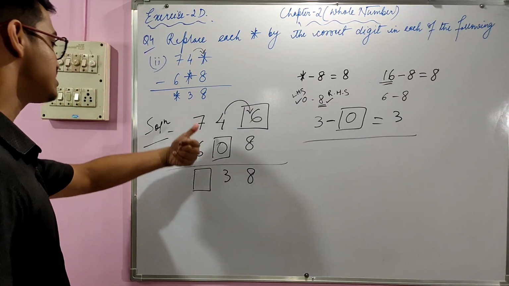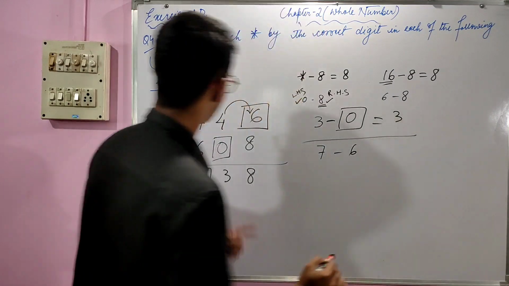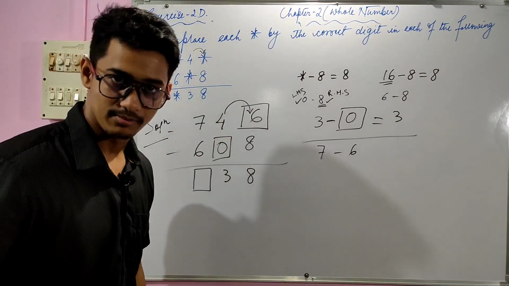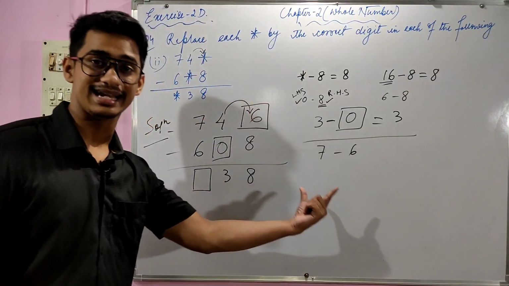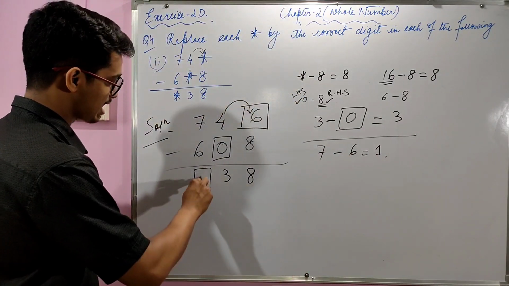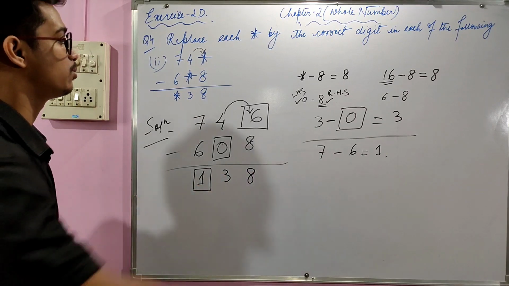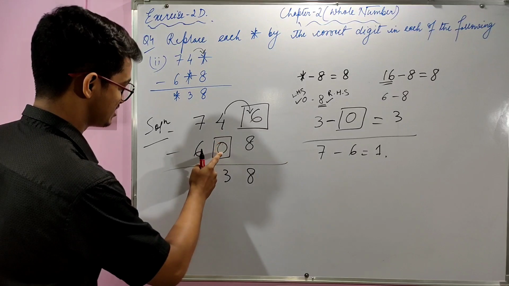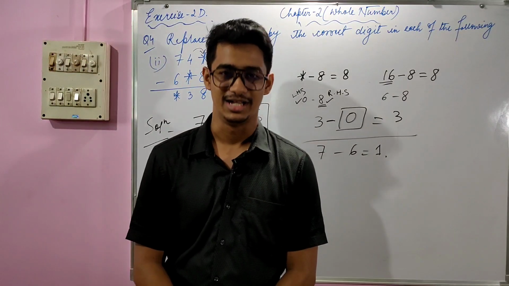So the last part is 7 minus 6. We know that here I have not taken any number from 7, so 7 minus 6 is there intact. So the answer will be what? 1. So the answer is 1, 3, 8, and the boxes are filled up with the correct digits 6, 0 and 1. So that is the answer of question number 4, 2.